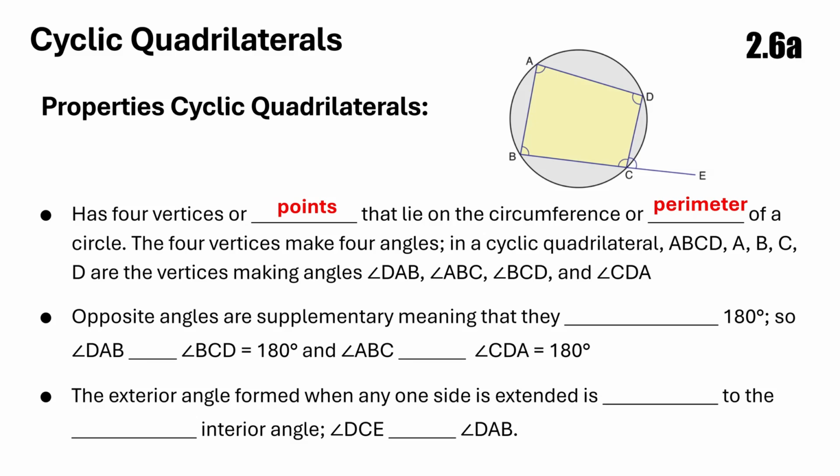In a cyclic quadrilateral, A, B, C, D are the vertices making angles DAB, ABC, BCD, and CDA. Opposite angles are supplementary, meaning that they add to 180 degrees. So angle DAB plus angle BCD equals 180 degrees, and angle ABC plus angle CDA equals 180 degrees. The exterior angle formed when any one side is extended is equal to the remote interior angle. Angle DCE equals angle DAB.